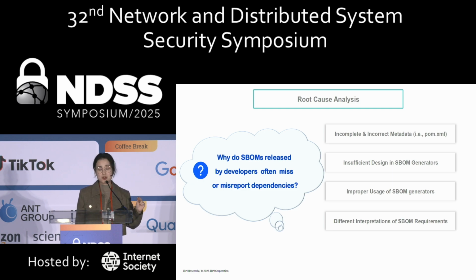And also those SBOM generators are not sufficient when dealing with more complex Java projects. This is because those SBOM generators solely use one metadata file to generate the SBOM. They neglect metadata files like OSGi bundles or other customized classpath file configurations. Beyond these issues, there are some other root causes like improper usage of SBOM generators or misunderstanding or misinterpretation of the SBOM requirements.